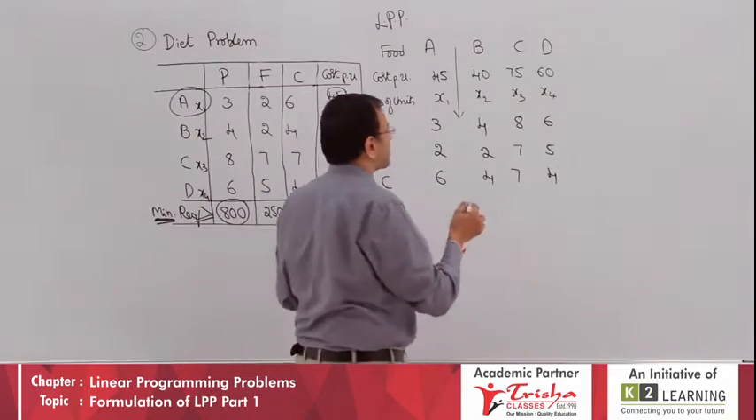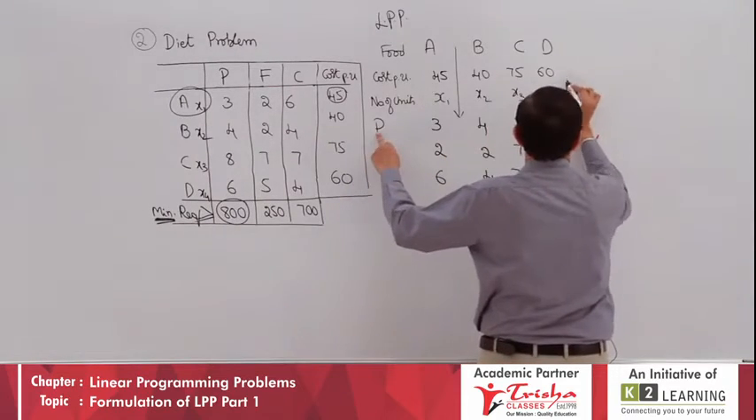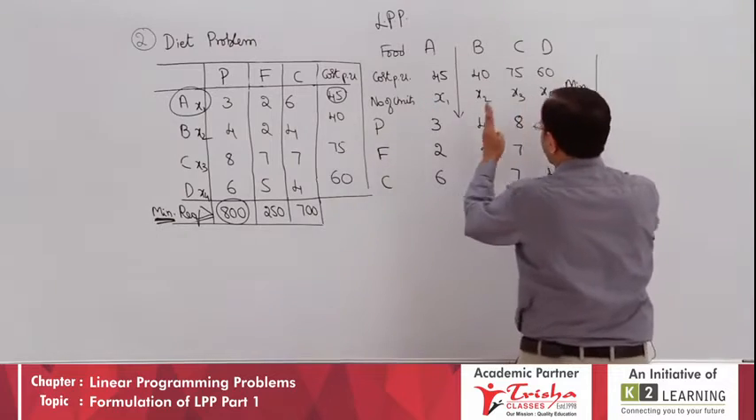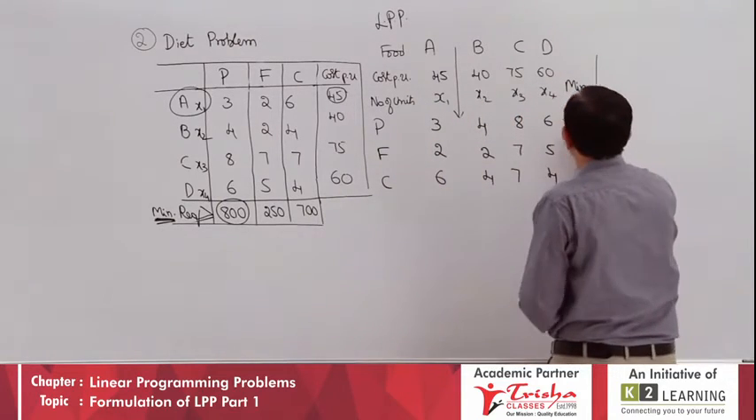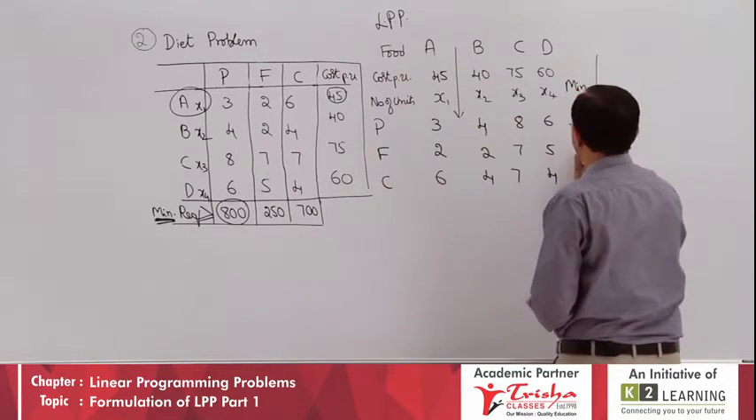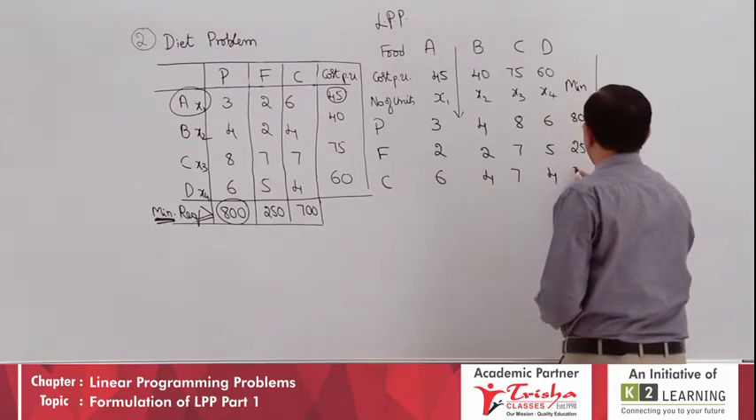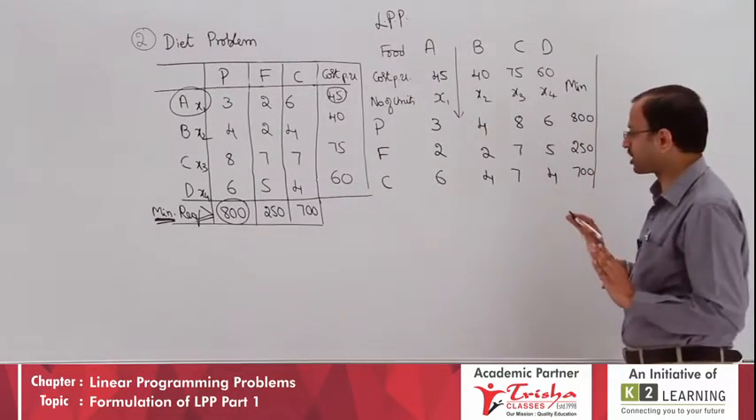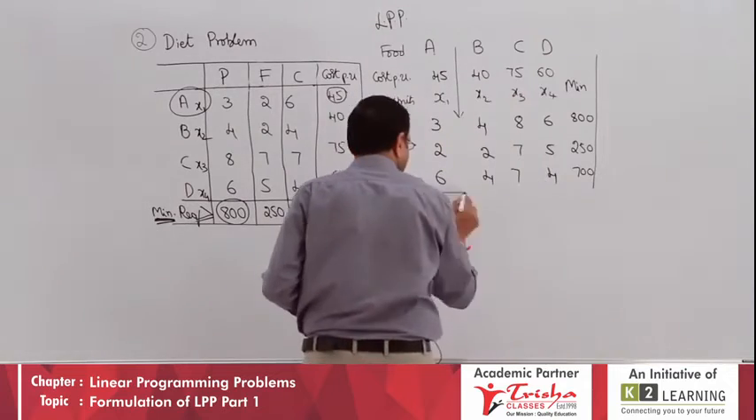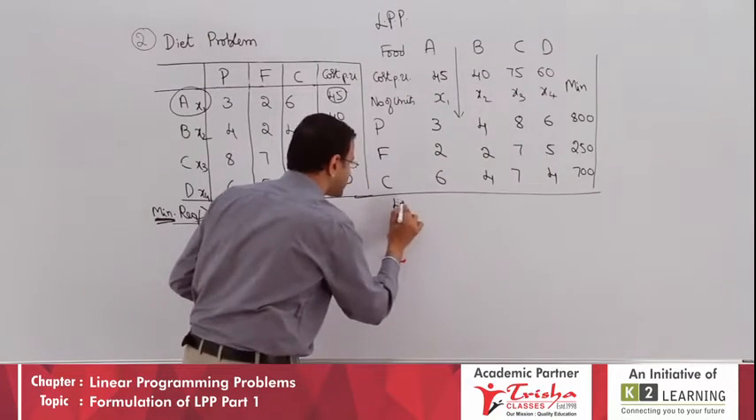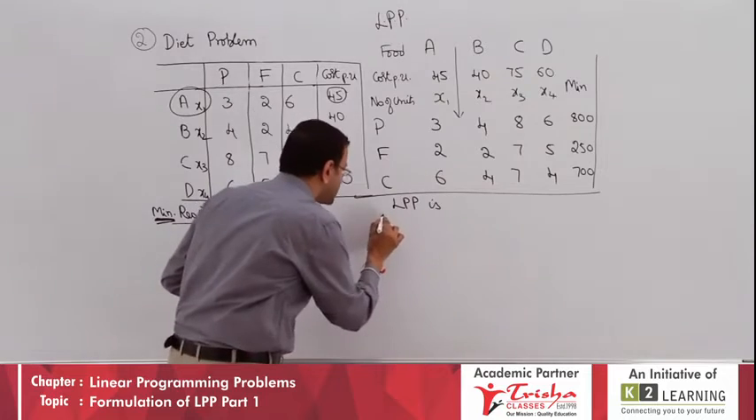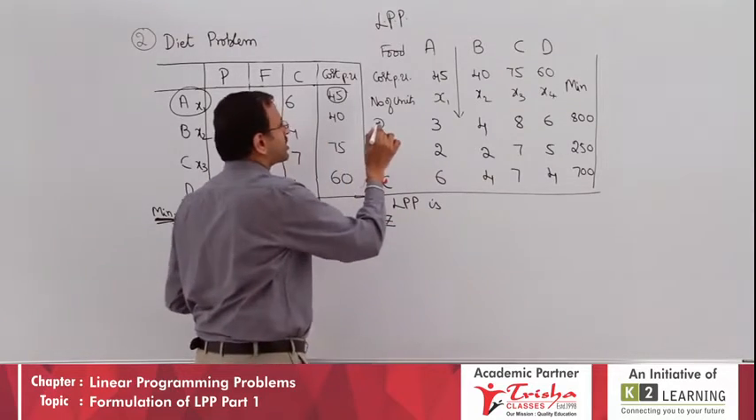Therefore, we will take one by one. Minimum requirement, minimum here protein, whether it is A, B, C or D or combination, minimum is 800 units, 250 units, finally 700 units. How do you write this in mathematical formulation? Students, I will take like this. LPP, linear programming problem, is Z equals, can you tell how do you formulate?